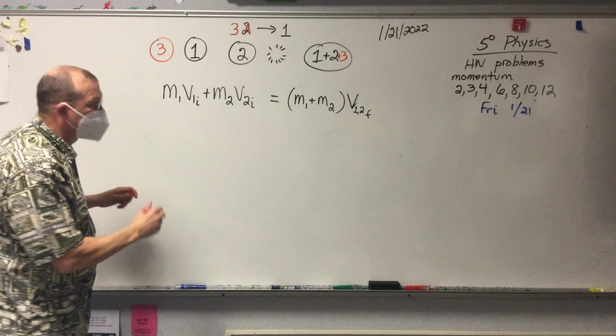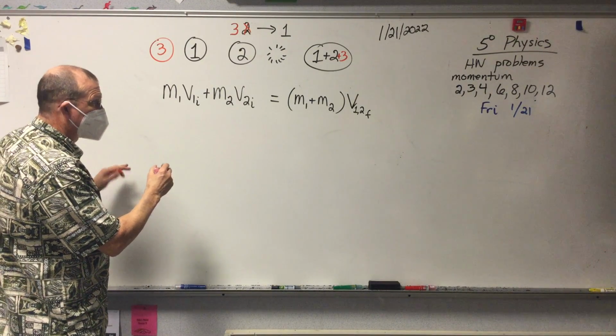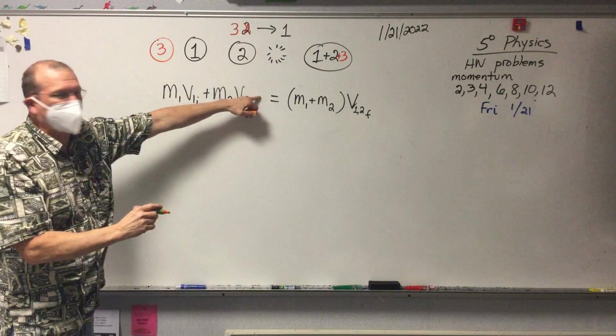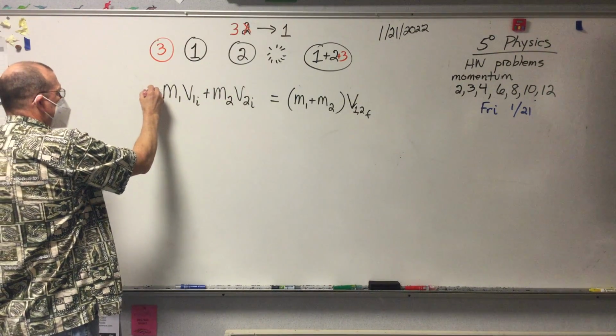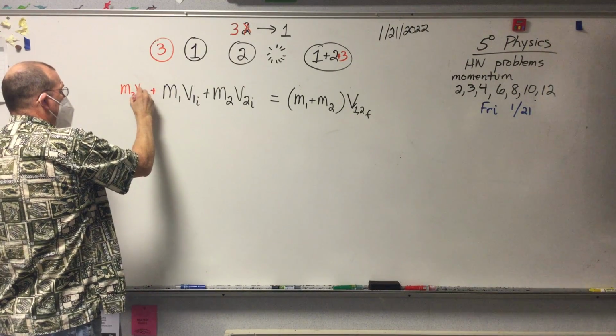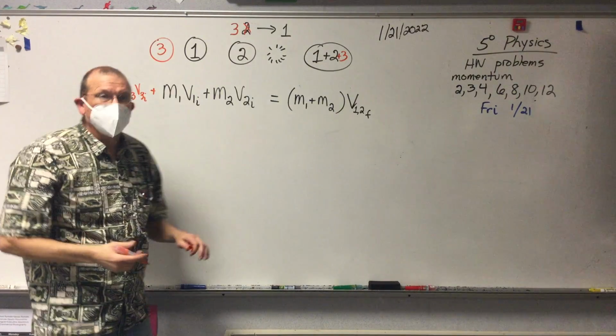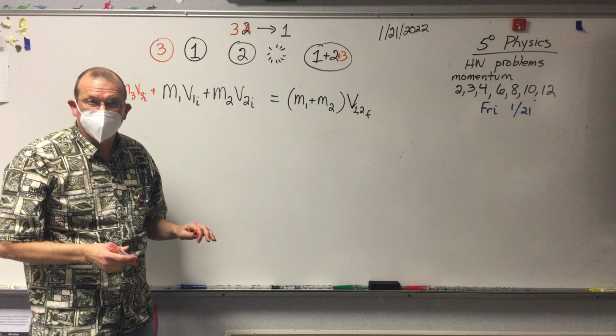Okay, Andreas? Add M3 times V3I. Perfect. And I'm not going to do it past here just because there's not room. So I'll put it here. M3 V3I, because I have to accommodate the third object. And then what else would I have to do?